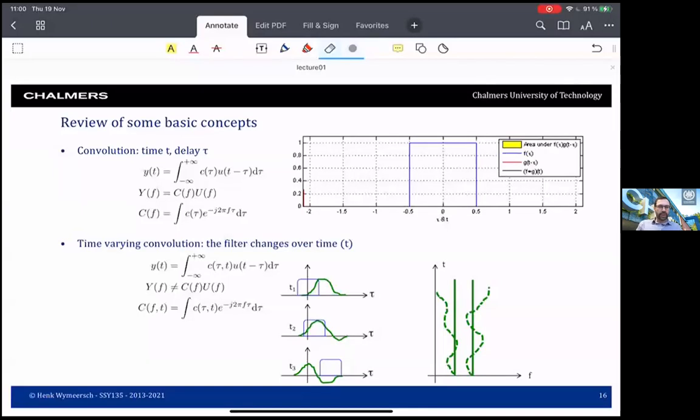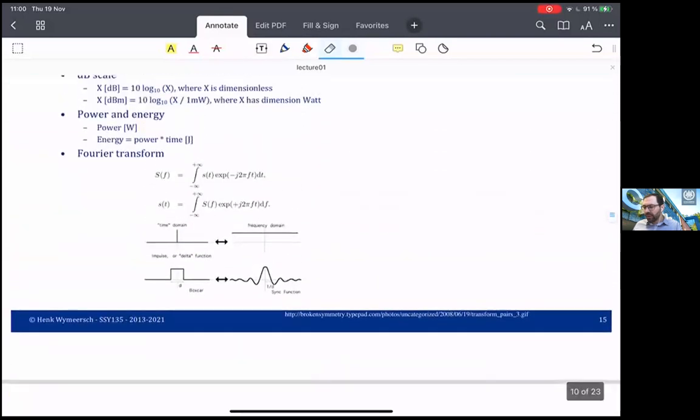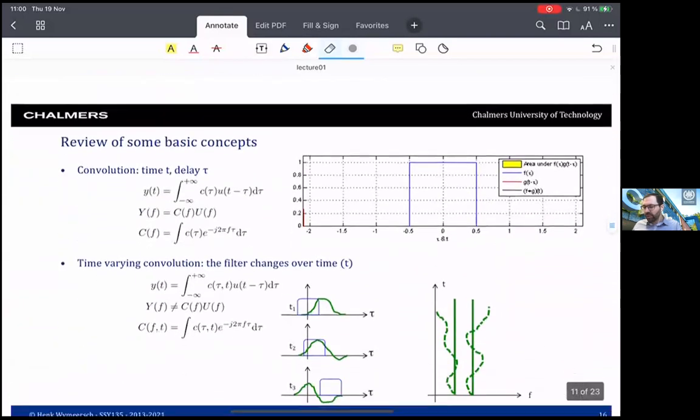So welcome to this second part of the first lecture of wireless communication. I will try a different way of recording. We're using the iPad, so let's hope it's better than before. Last time we ended with Fourier transforms. Now we move on to convolution.